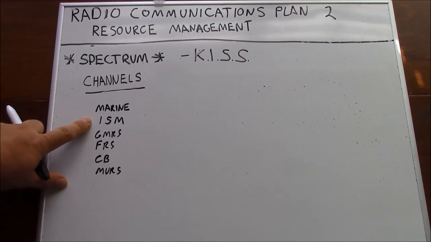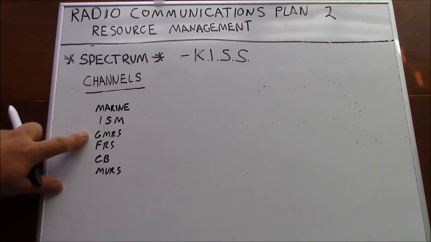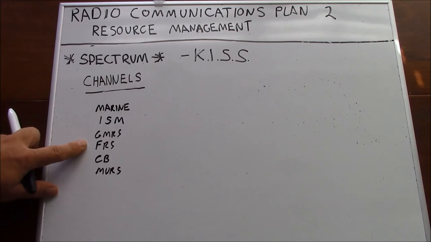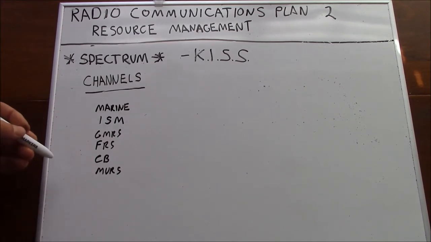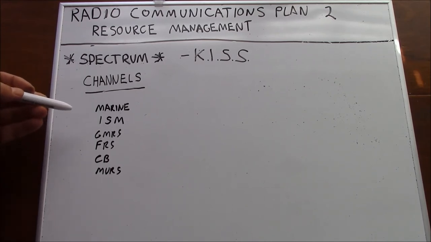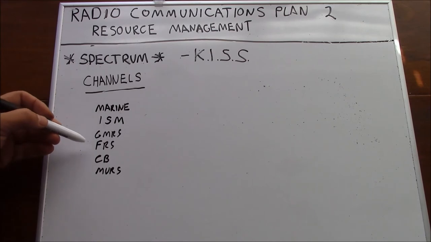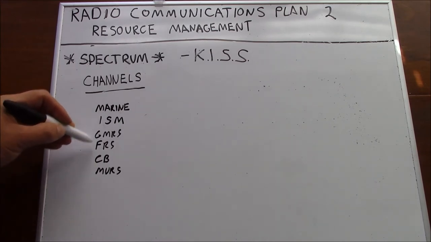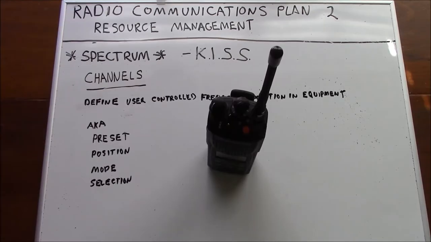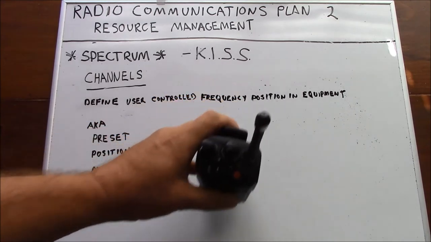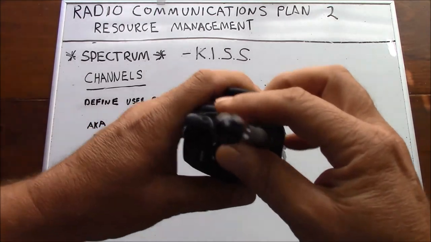These are some common radio services that refer to frequencies as channels: the marine VHF band, ISM devices (industrial, scientific, and medical), GMRS, FRS, CB, and MURS services all refer to their frequencies as channels. Essentially, channel 1 on FRS on one device is going to be the same as channel 1 on the next device.